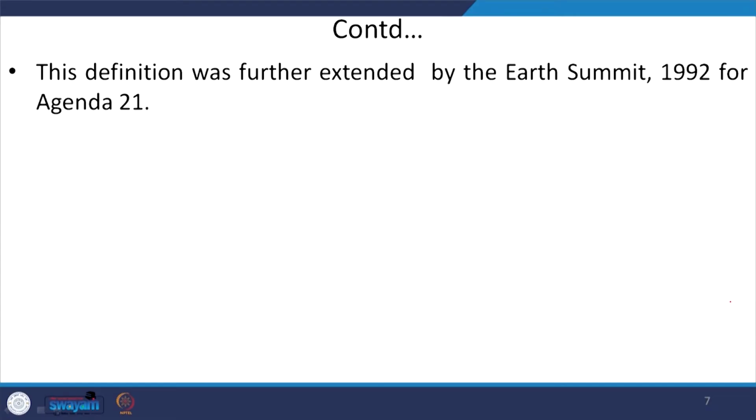And again, this definition of sustainability in 1987 was further extended by the Earth Summit in 1992 in the form of Agenda 21. So, what is Agenda 21? That is the agenda for the 21st century for achieving sustainable development.